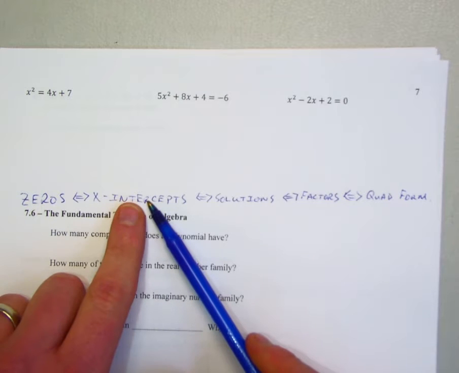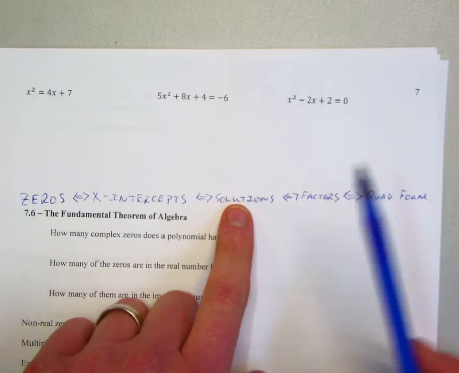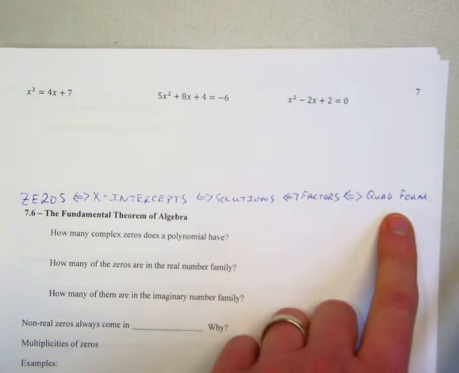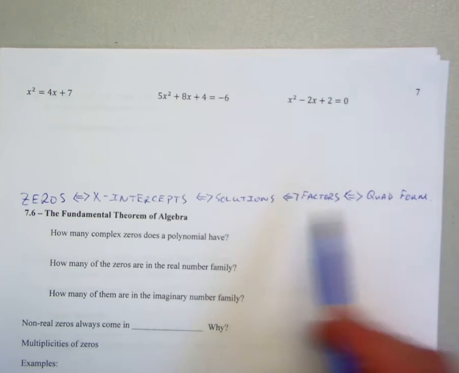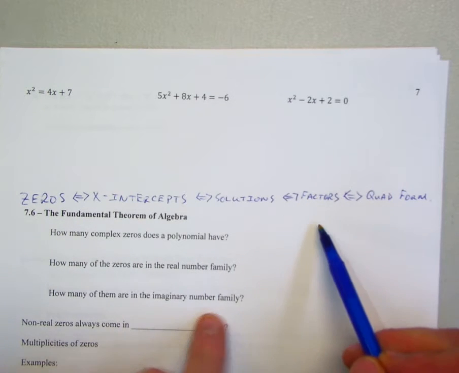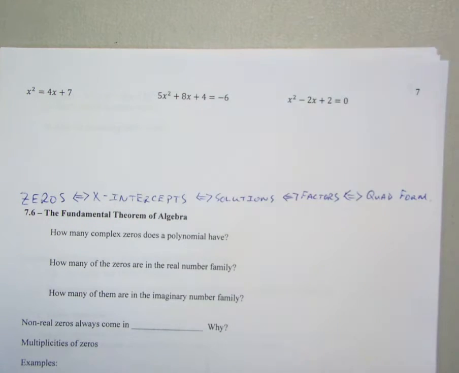So if you can graph and find x-intercepts, you just found the zeros, which are the solutions, which help you factor, and you don't even need the quadratic formula. Or if you're really good at the quadratic formula, you get the numbers out, those are the solutions, you can make them into factors. Those are the zeros and the x-intercepts. You get the idea that once you know one of these things, you know them all, and I think that's pretty cool.